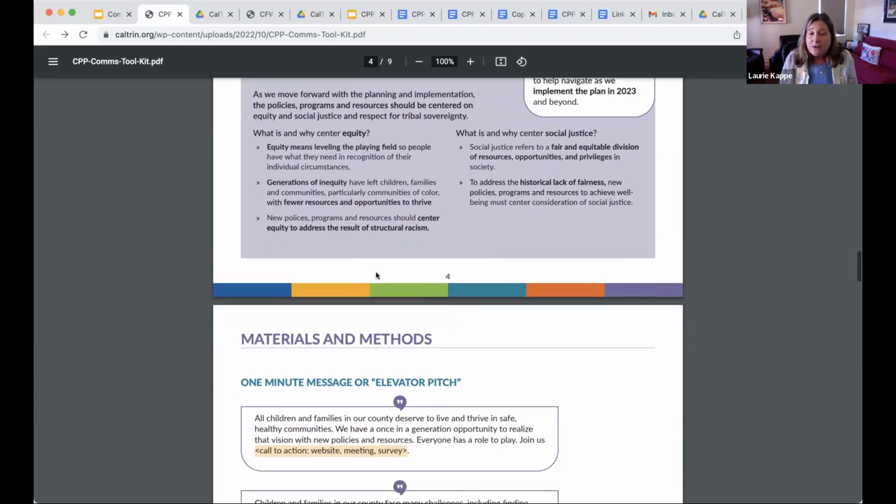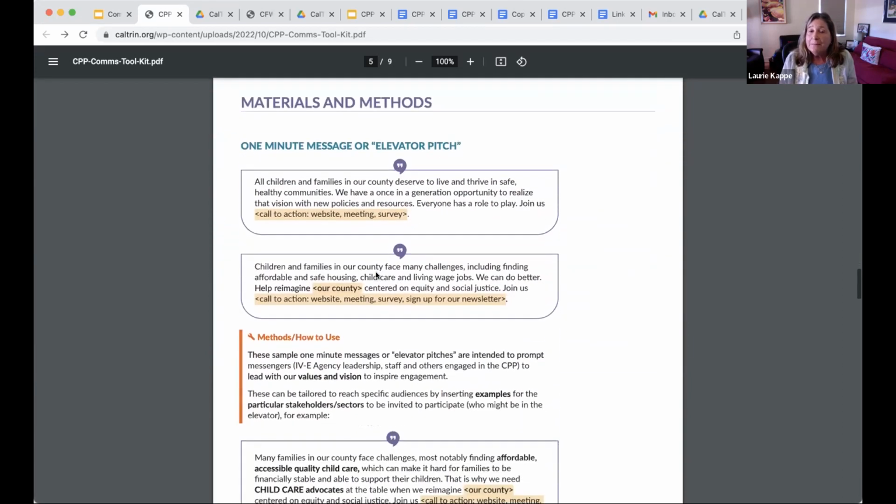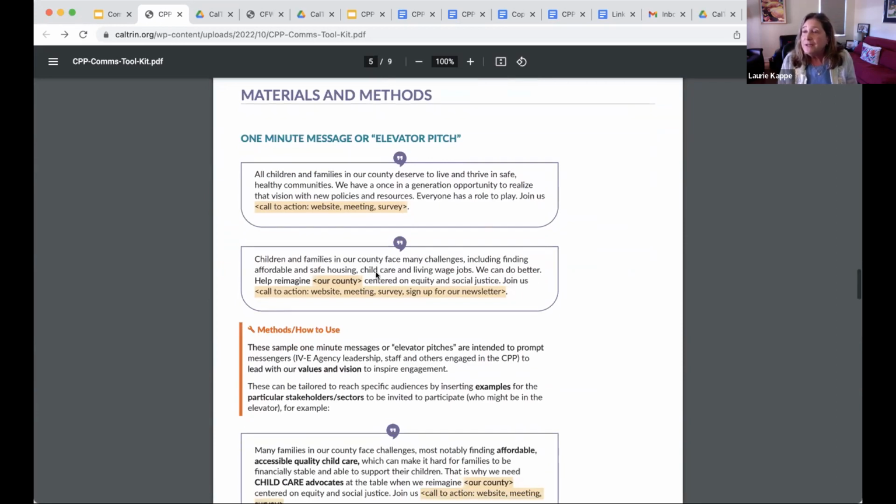So now going down to what are we giving you, my M's? We're giving you materials and methods. So one is our 1-minute message or elevator pitch. You've probably heard that phrase, elevator pitch, but just think of it like, who's in the elevator with you? How much time do you have in that elevator? So these are just a few examples of your elevator pitch.